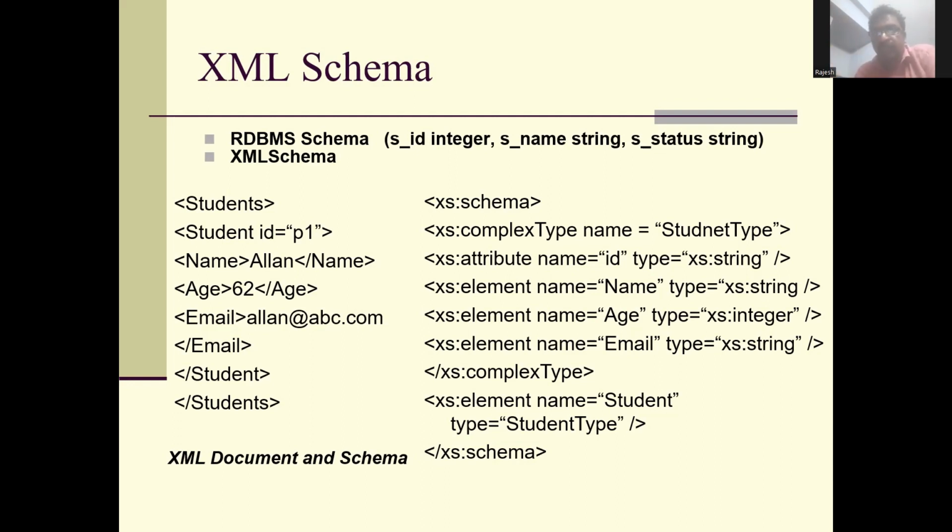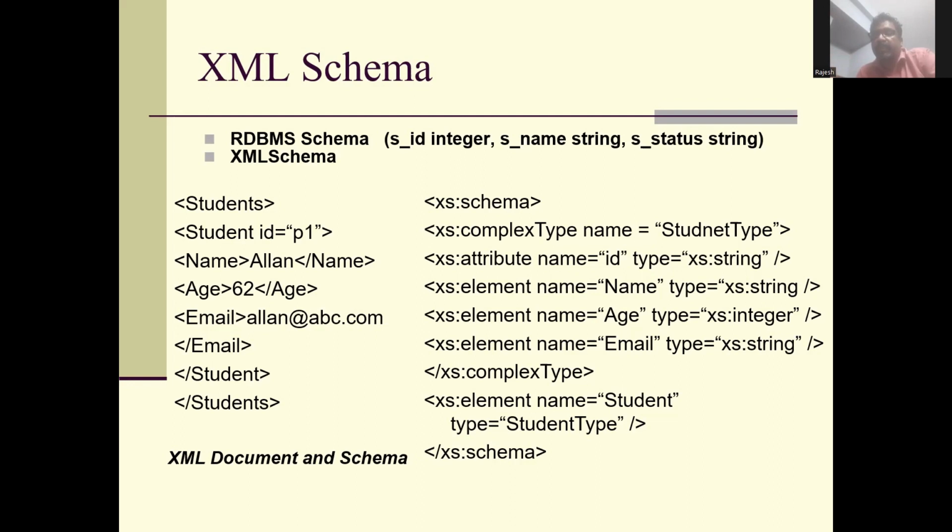For example, if some other applications are using the same schema element, then in order to differentiate, this element belongs to the XML schema. For that purpose we use namespaces. So it not only supports namespaces, it also supports data types. Here in the XML document, we have three elements: name, age, and email.